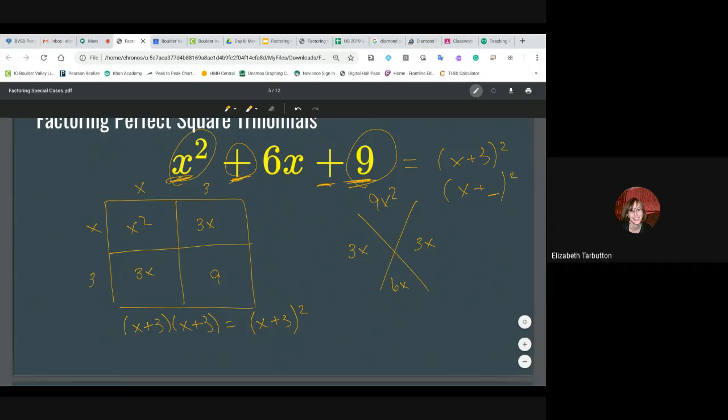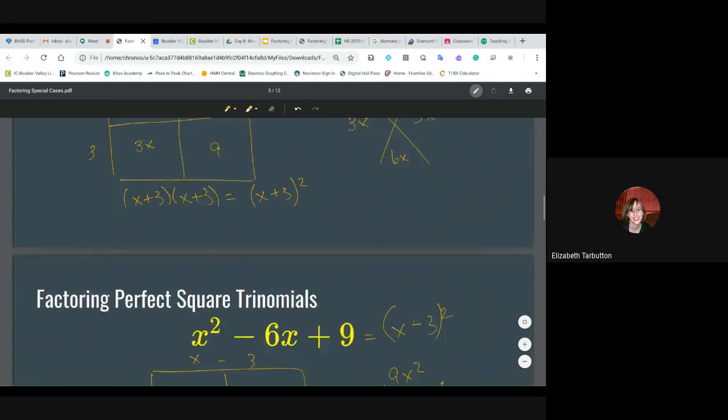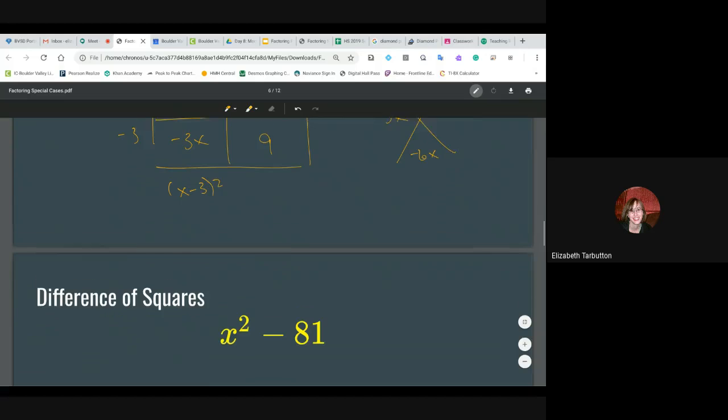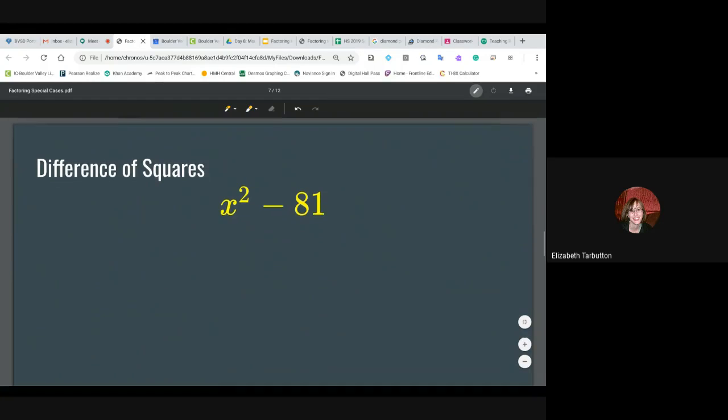Sometimes the number out in front of the x here might not be a 1, in which case we can take whatever the square root of this term is and put it here. And we can take whatever the square root of this term is and put it here. And that's a nice little trick. If we have a minus here, we just put a minus right here. Nice little trick, okay? Something else with perfect squares is if we have a difference of squares.